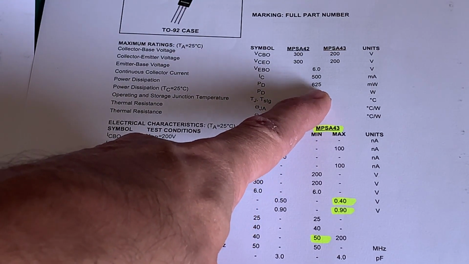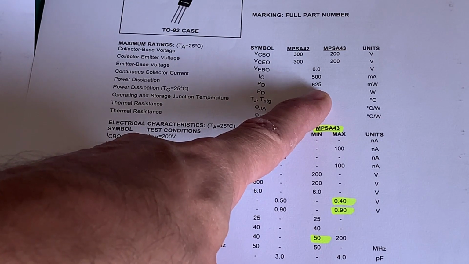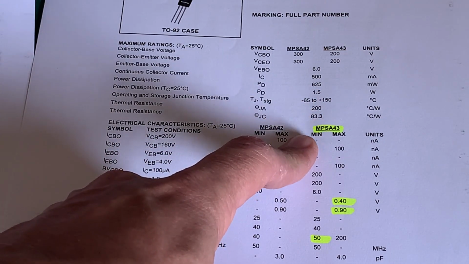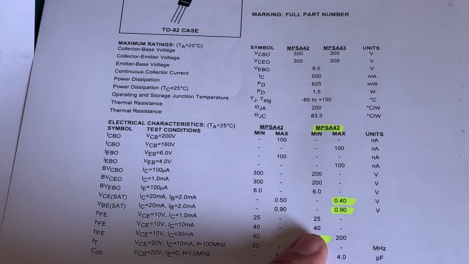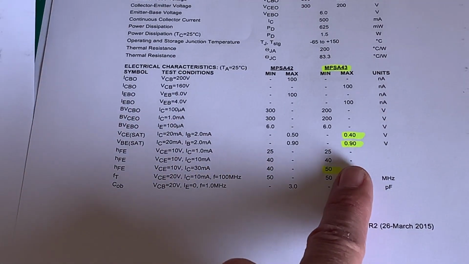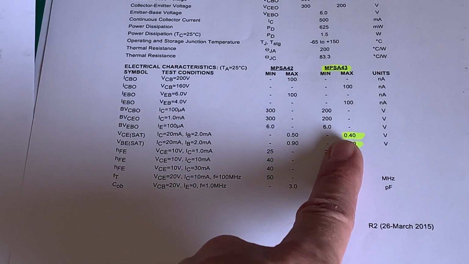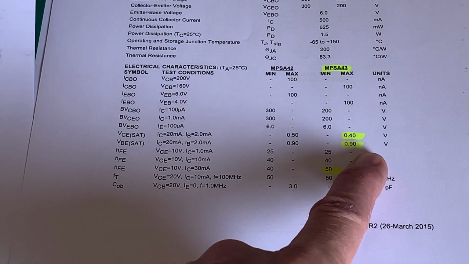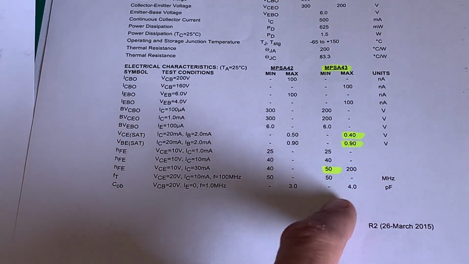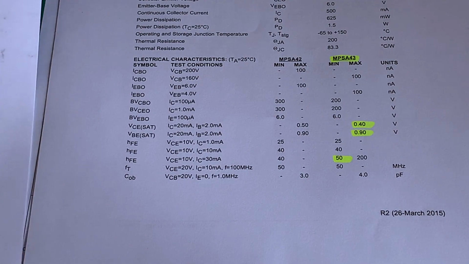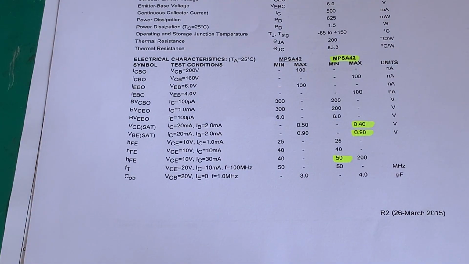The power dissipation 625 milliwatts, and nothing else really interesting there. What is interesting is if we look at these figures down here, the collector emitter saturation voltage is 0.4 volts, the base emitter saturation voltage 0.9 volts, the gain 50. Now that is from Central Semiconductor.